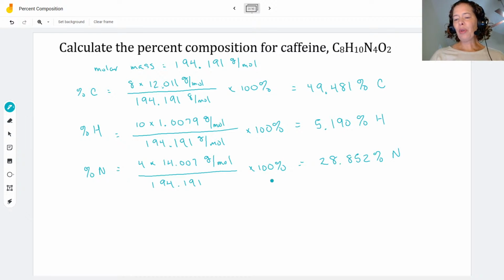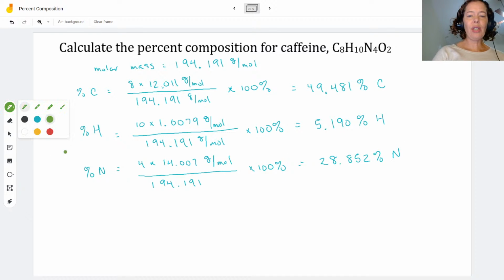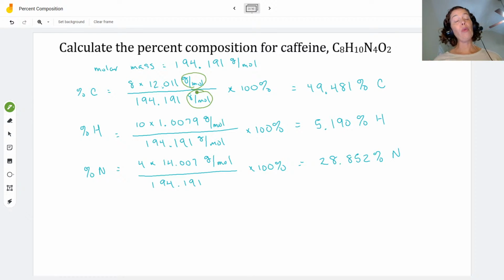Now, notice when I'm doing this, and this is true for any percentage, your units should cancel out. So you can see I'm grams per mole divided by grams per mole, which means my percentage is unitless. That should be true whether you're doing percent composition or percent yield or another percent. So make sure your units are matching up here, which is why I always write my units down.